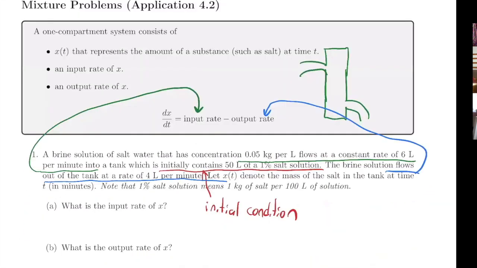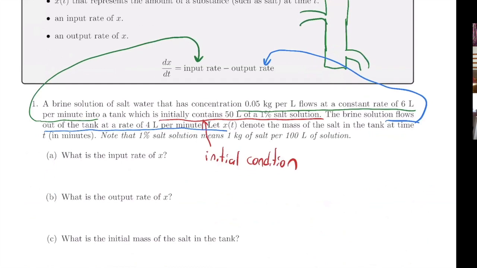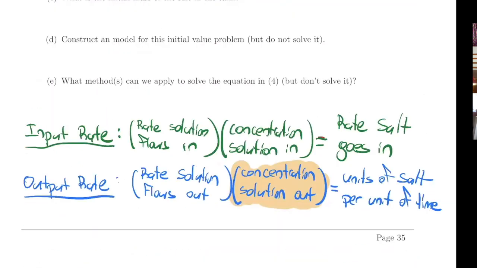So when we were reading this problem up here, we're given information about what is the concentration going in, what is the rate that it's going in. We're told the rate that the solution is flowing out, but what we're not told, so what we have to think about, is what is the concentration of the solution flowing out. Okay, any questions?